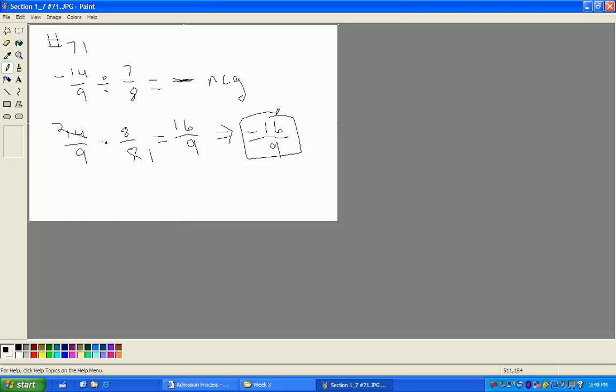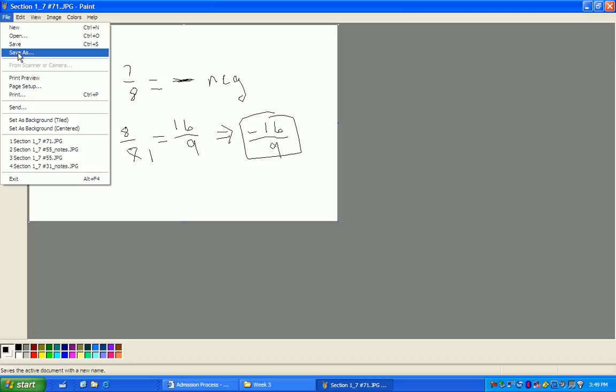And you can leave it in improper fraction form. Typically from now on we normally won't use any mixed numbers. Improper fraction form is good. However, always make sure that you're at your lowest terms, that you can't reduce any further. And of course 9 and 16 don't share any common factors. So now let's go ahead and save this guy.